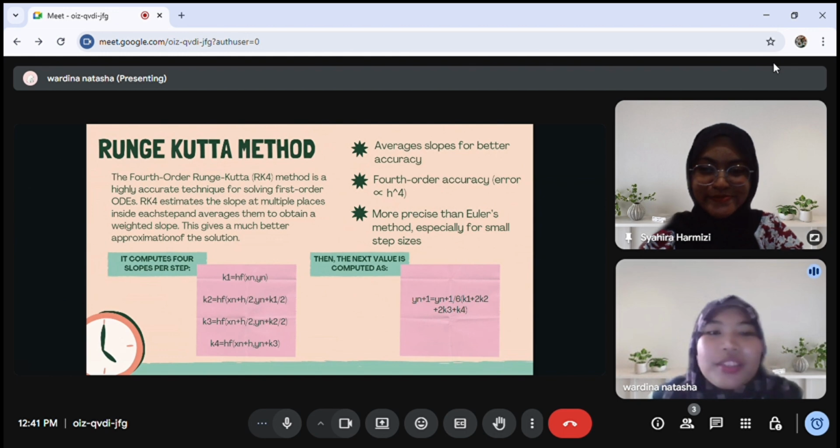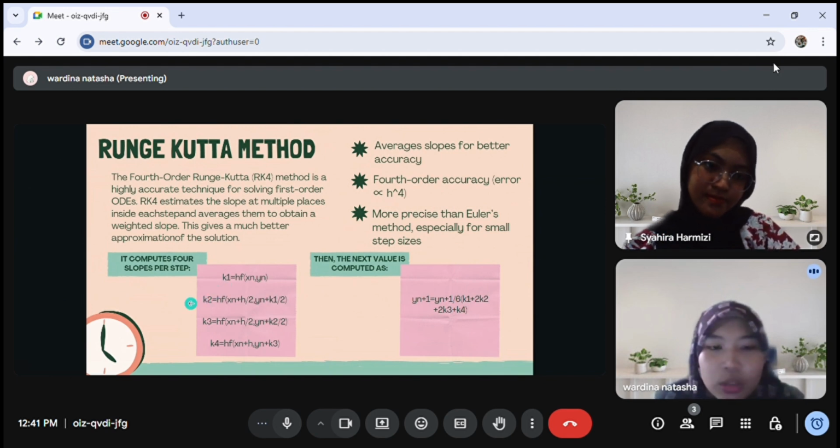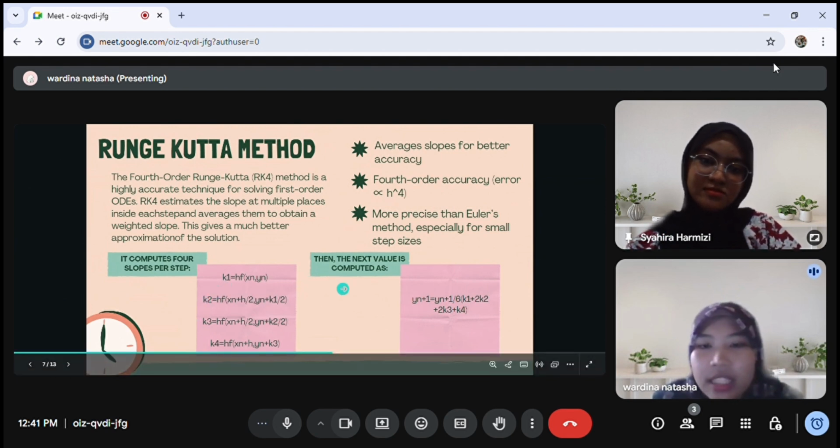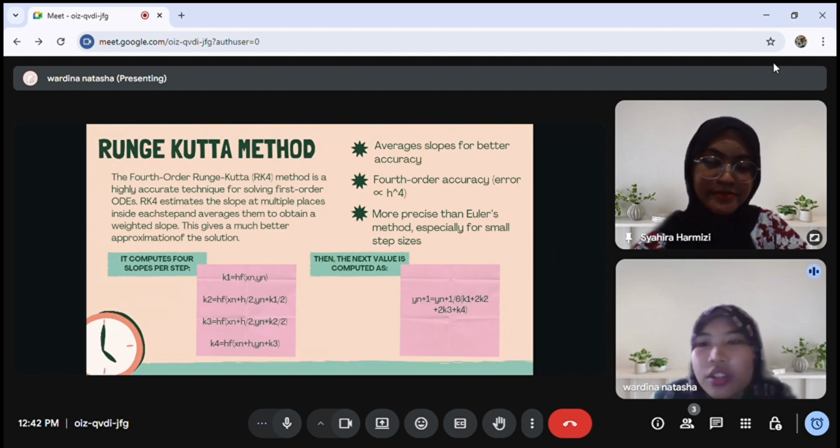Next, the fourth order Runge-Kutta method is a highly accurate technique for solving first order ODEs. It estimates the slope at multiple places inside each step and averages them to obtain a weighted slope. This gives a much better approximation of the solution. It computes four slopes per step: K1, K2, K3 and K4. Then the next value is computed in one equation which combines all the Ks, giving an average slope for better accuracy. Fourth order accuracy means the error is proportional to h to the power of 4, and it is more precise than Euler's method, especially for small step sizes.